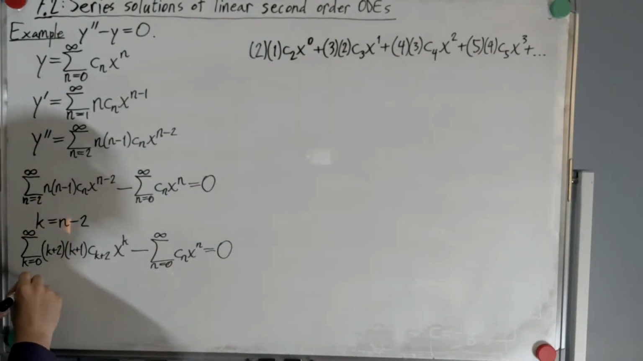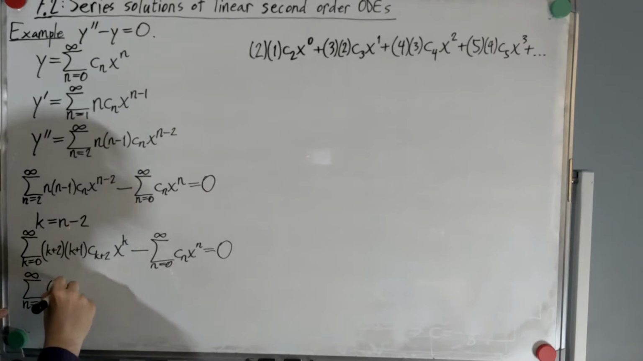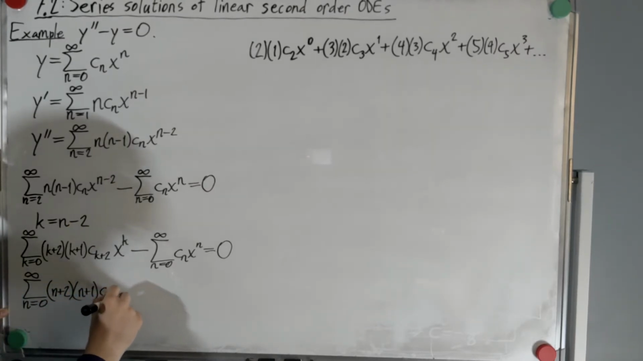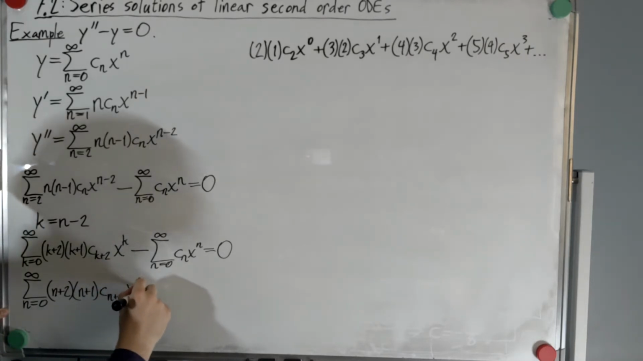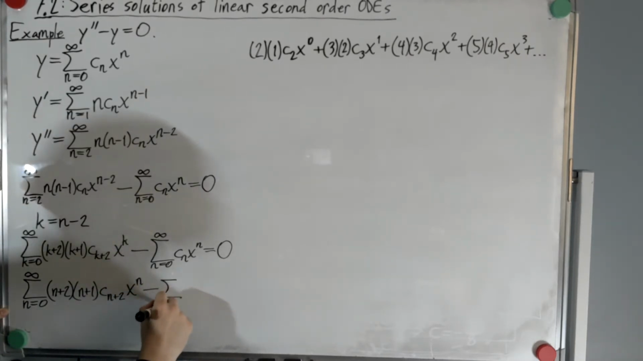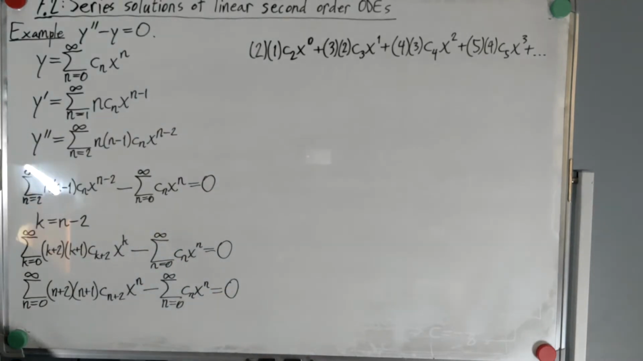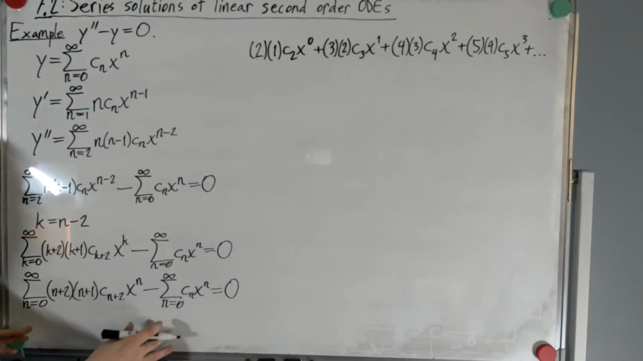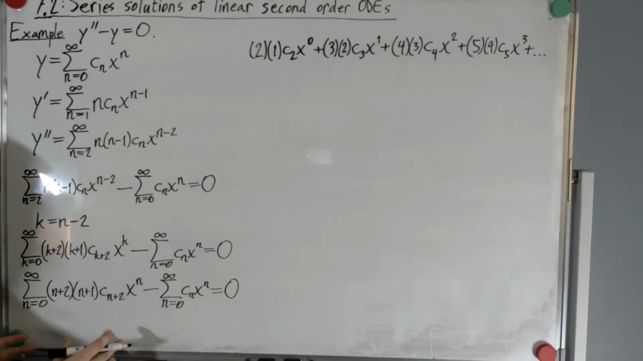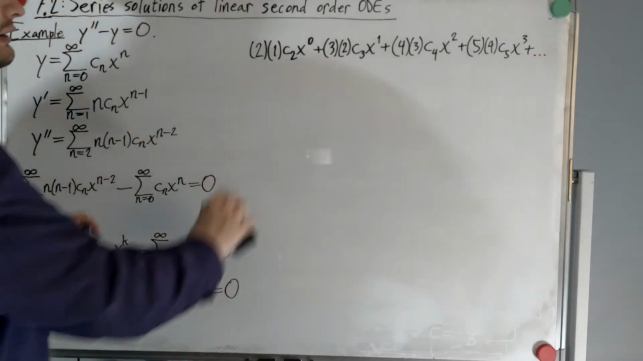So this becomes sum from n equals 0 to infinity, (n plus 2)(n plus 1) c(n plus 2) x to the n, minus sum from n equals 0 to infinity, cn x to the n equals 0. And now we are able to combine some things together into a single power series.